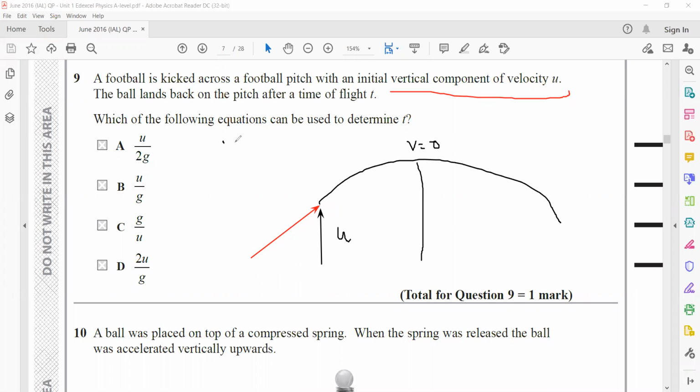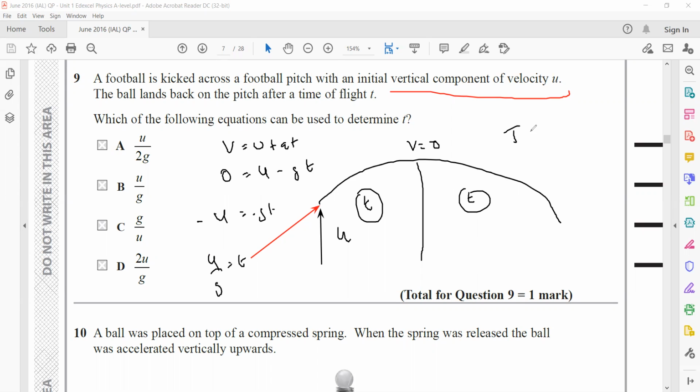So we have the formula v = u + at. v is 0, u is u, and acceleration is due to gravity, so minus g, and t. So 0 = u minus gt, or u divided by g equals t. But that is the time to reach the maximum height. The total time will be 2t, so it will be 2u divided by g. So D is the right answer.